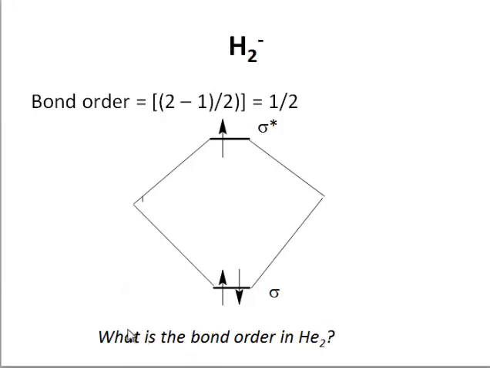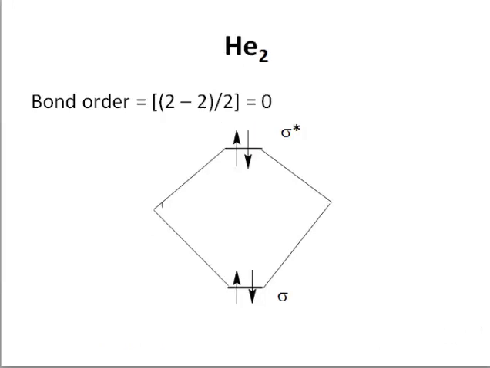Before going on, answer the question: what would the bond order be in an He2 molecule? He2 has 4 valence electrons. 2 go into the bonding orbital. 2 would go into an anti-bonding orbital. The resulting bond order is 2 minus 2 over 2, or simply 0. So this molecule would have a 0 bond order, or no bond. And this is why, or one understanding of why, He2 diatomic molecules are never found to exist.